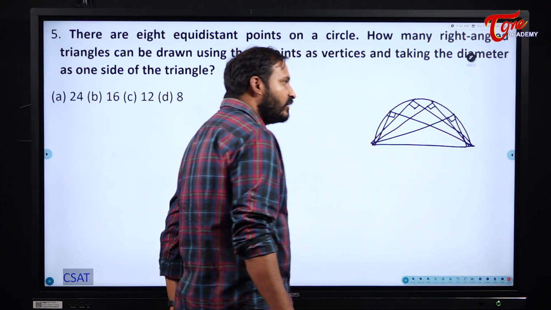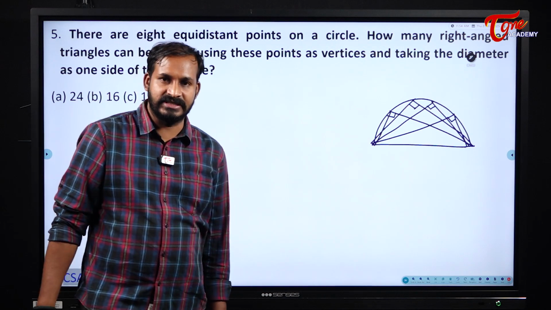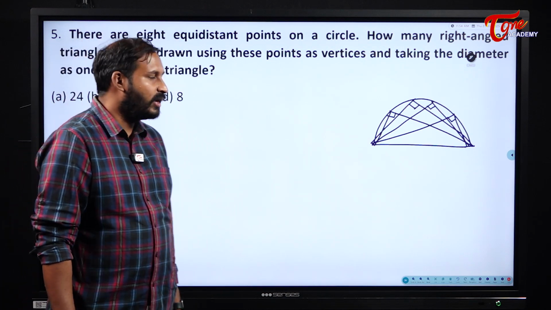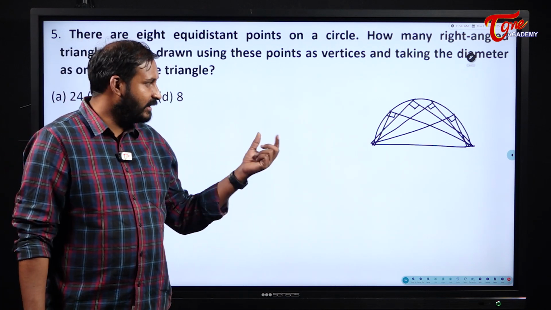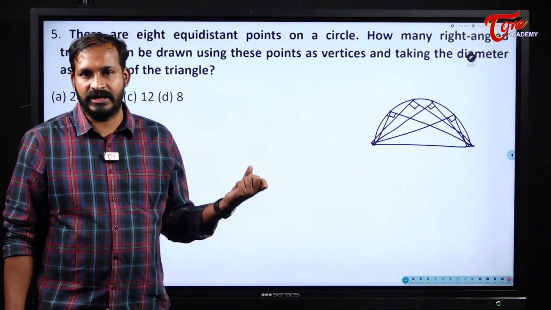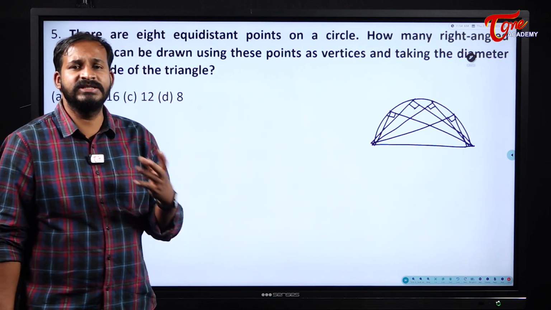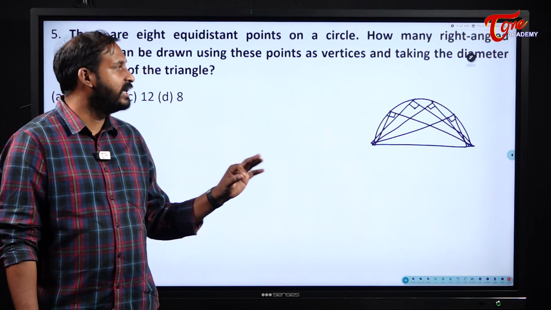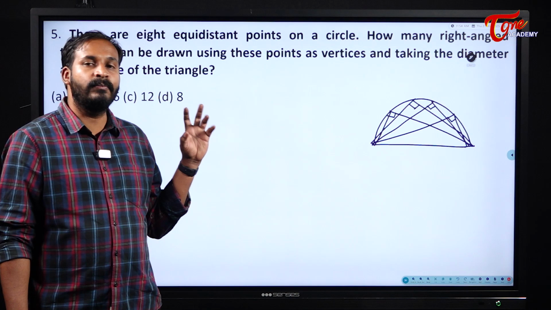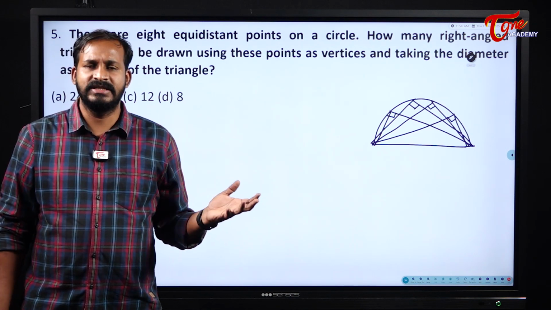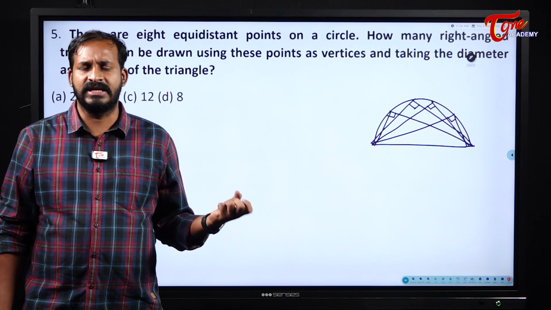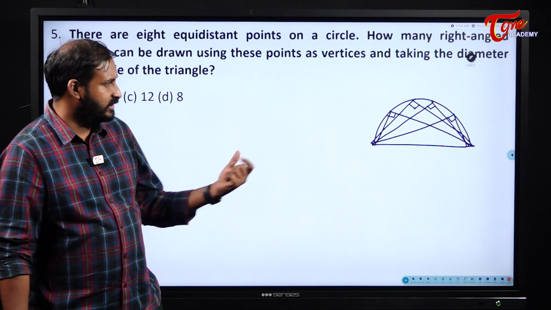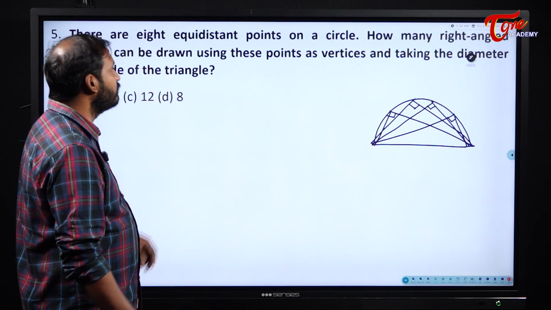A triangle drawn in a semicircle, taking the diameter as one side of the triangle, will always be a right angled triangle. This is one of the properties of angles in a semicircle or circle. Now come to our given question.